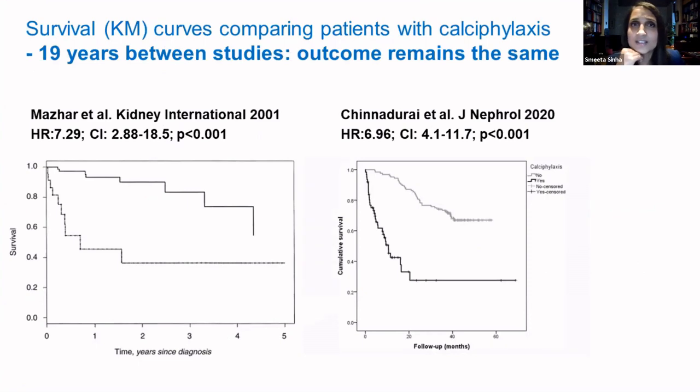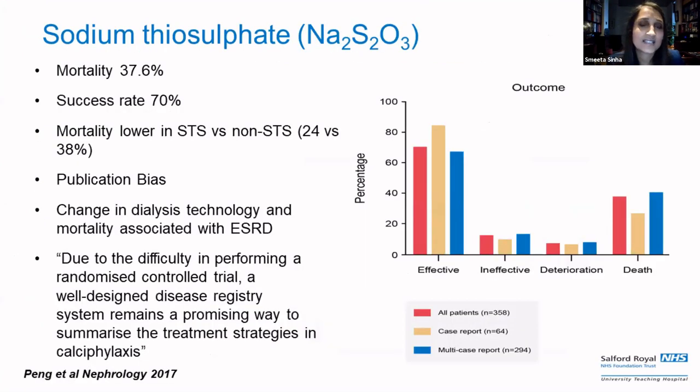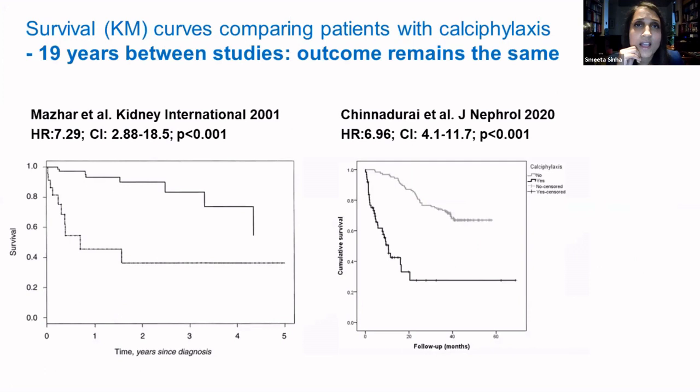So despite that wonderful data that you think STS is the way to go, actually our outcomes have not changed. So these are 2 Kaplan-Meier curves, one from 2001, and then this is from a study that was published recently in Journal of Nephrology from my group, and you can see the outcomes are absolutely dreadful. So whatever we're doing, it doesn't work.